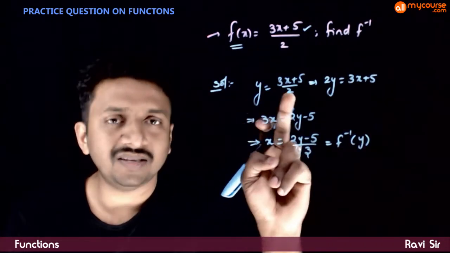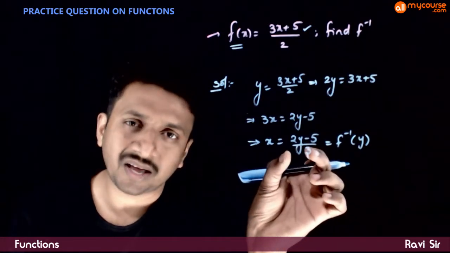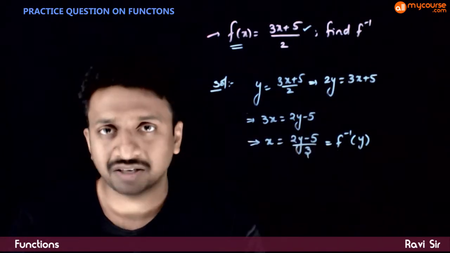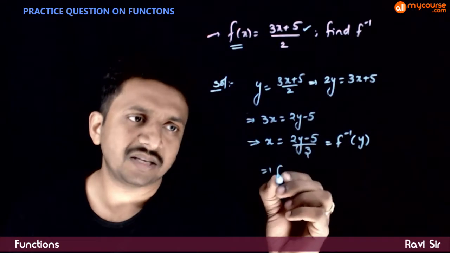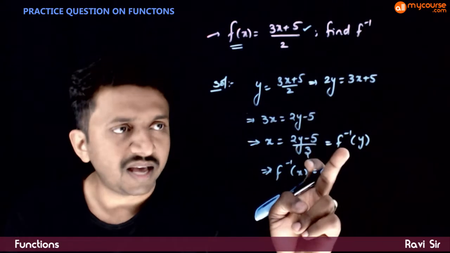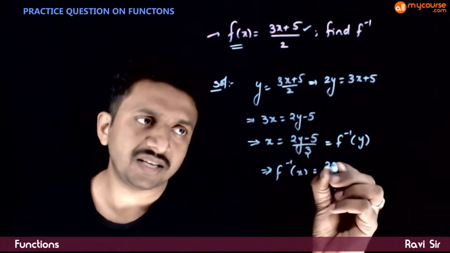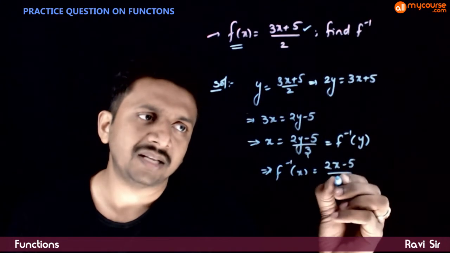So if y is some function of x, whatever x is, this is nothing but a function of y, which is the inverse function. So this implies f inverse of x is equal to f inverse of y, which is (2y minus 5) by 3. F inverse of x is (2x minus 5) by 3.